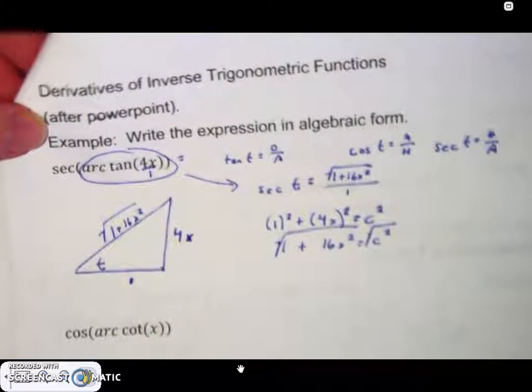Okay, here's what I want you to do. I want you to try to draw a triangle for this one.